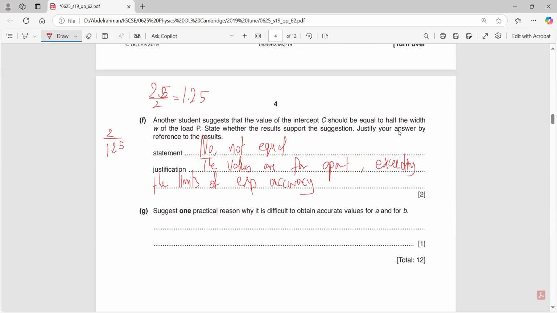Just one practical reason why it is difficult to obtain accurate values for A or B. You need to measure the distances A and B. What is one practical difficulty? One very famous difficulty is that it is already quite difficult to balance this ruler above the pivot. It's difficult to obtain a balance. You cannot keep the ruler balanced for that long.